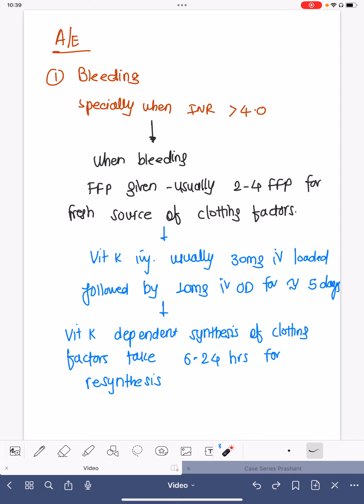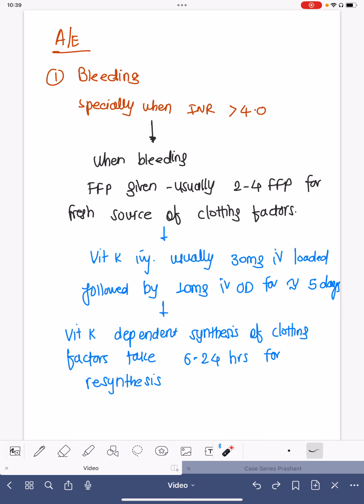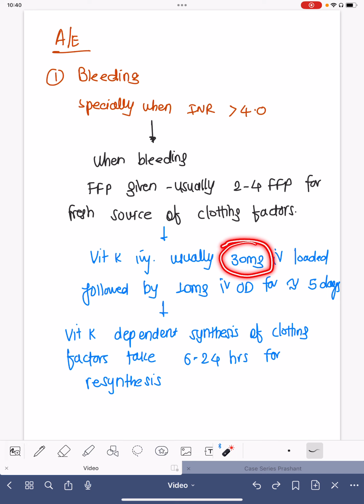Whenever there is bleeding from the warfarin, usually around 2 to 4 FFP are given, which gives a fresh source of clotting factors and actually stops the bleeding. And then vitamin K is usually started. The usual dose to start is around 30 milligram IV, followed by 10 milligram IV per day for around 5 days till the INR target is achieved.